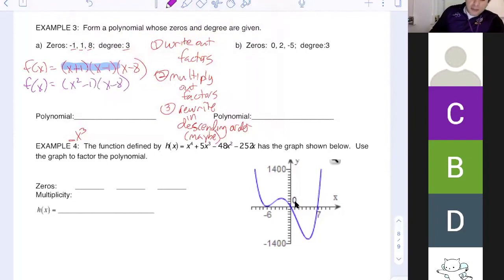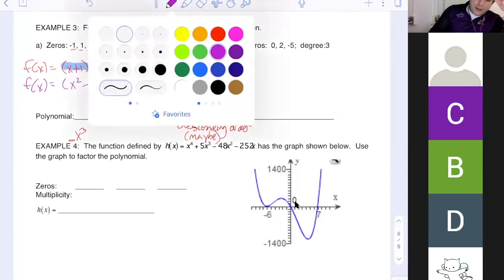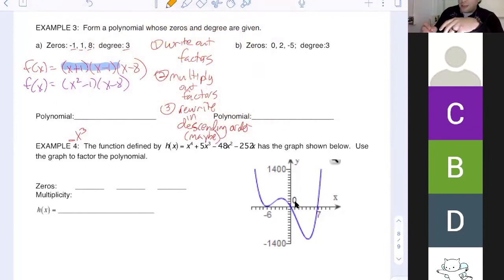And now we multiply these two together. And like I said, you can do it so that you don't have to rewrite it if you do it right the first time. For example, I know that x times x squared is going to give me the biggest term. So that's going to be x cubed. And then x squared times -8 is -8x squared. -1 times x is -x, and -1 times -8 is +8. So I don't have to rearrange it. It's already in descending order.